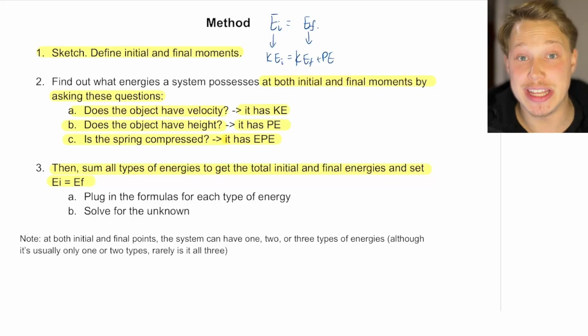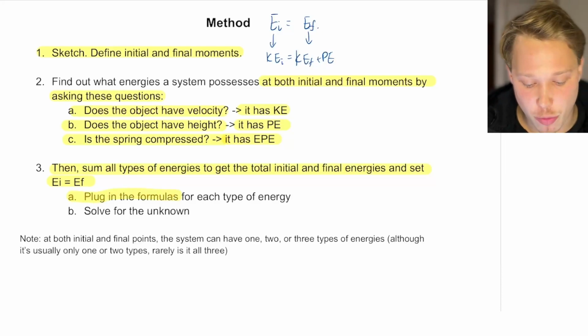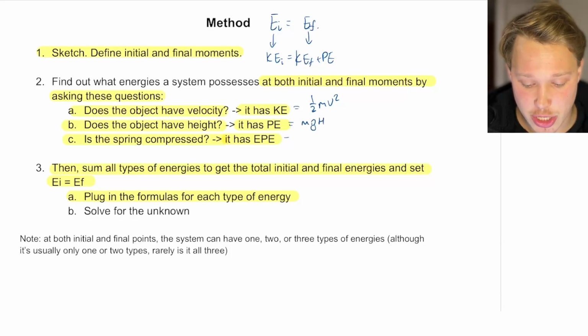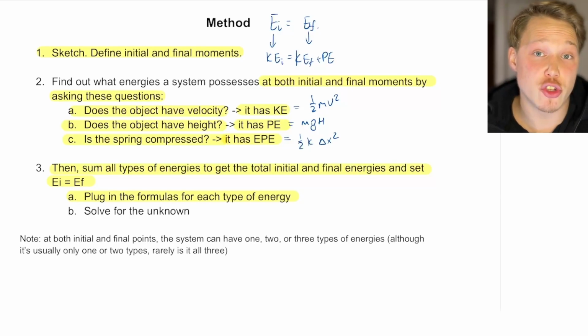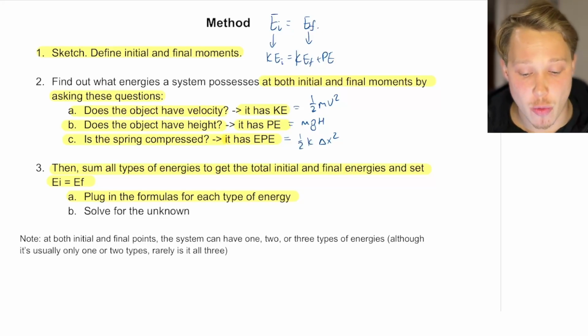So you set all the initial energies equal to all the final energies, and just plug in the formulas for kinetic energy, which is 1/2 mv squared. It should be on your formula sheet. For potential energy, mgh, or for elastic potential energy, 1/2 k delta x squared. So you plug in the formulas and you solve for the unknown. So a pretty simple 3-step process. Let's take a look at how this process applies to solving the following problem.